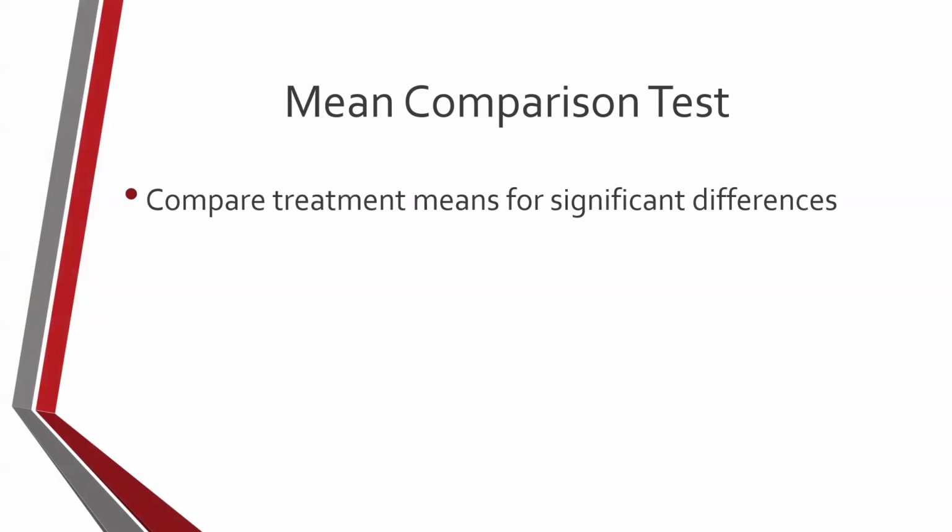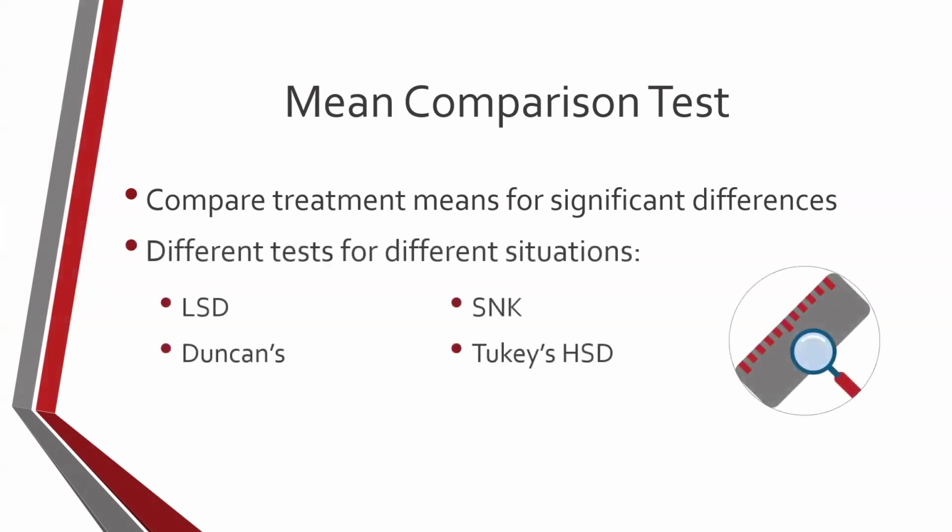Also called a mean separation test. We are comparing all of the treatment means to determine what differences are truly significant. There's a variety of these tests to choose from, really depending on different situations and research types. The most common ones are here on the screen: the LSD, Duncan's new MRT, Student Newman-Keuls, and Tukey's HSD.